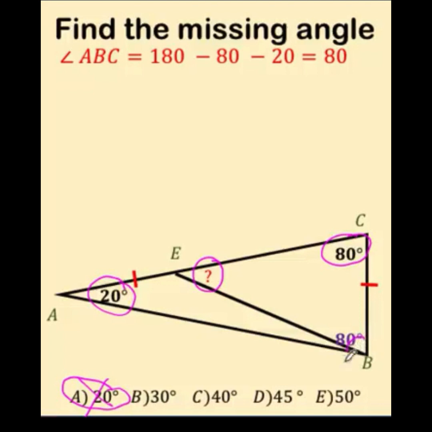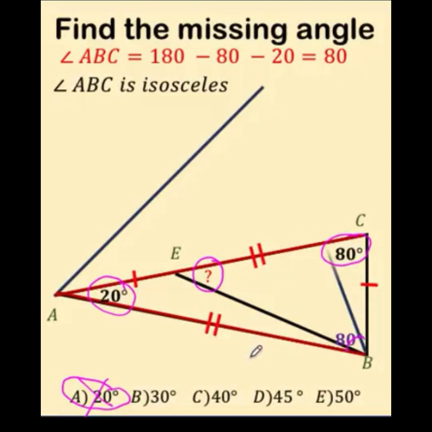Since this base angle and this base angle are both 80 degrees, then we conclude that triangle ABC is an isosceles triangle with these two sides congruent. So let's mark them congruent. Next, let's draw an equilateral triangle like this. Let's mark the congruent sides. And let's call this point point F.